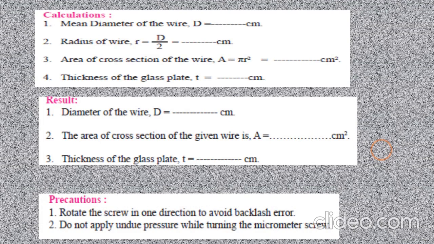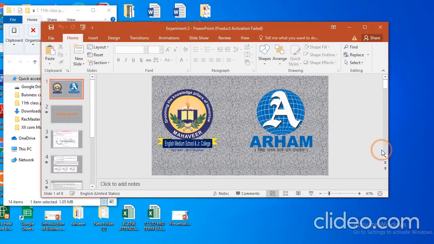Which precautions are we supposed to take during this experiment? The first one: rotate the screw in one direction to avoid backlash error, and do not apply undue pressure while turning the micrometer screw. Thank you.